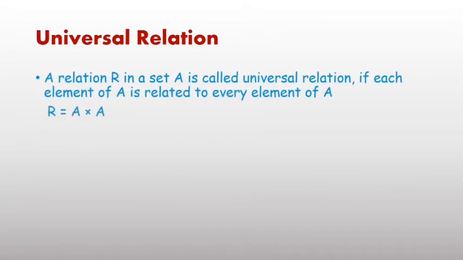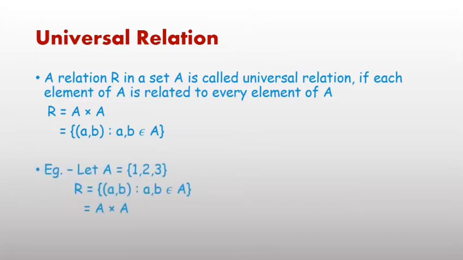Next one is universal relation. A relation which contains all the elements of A cross A. Means if relation equal to Cartesian product of A cross A, then it is known as universal relation. For example, set A is given as 1, 2, 3, then collection of all ordered pairs (a, b) such that a, b belongs in set A is called universal relation.